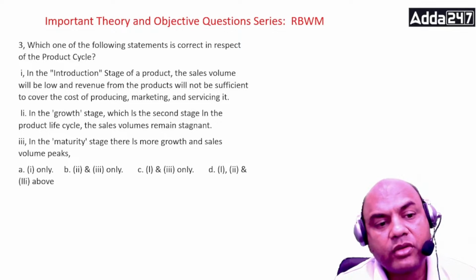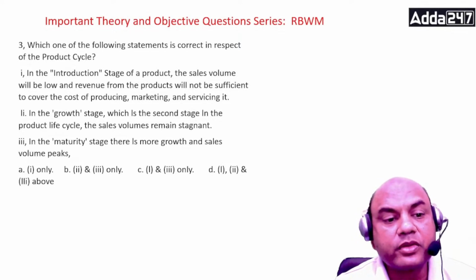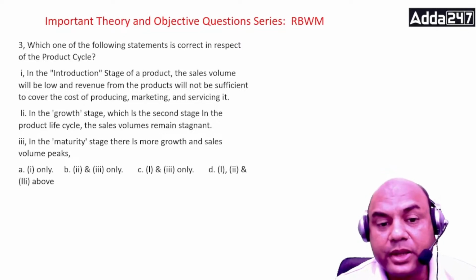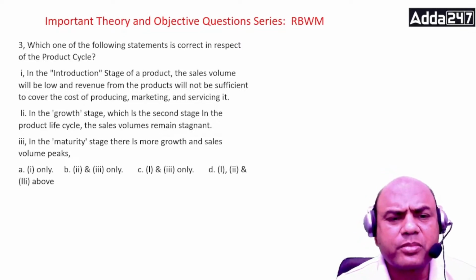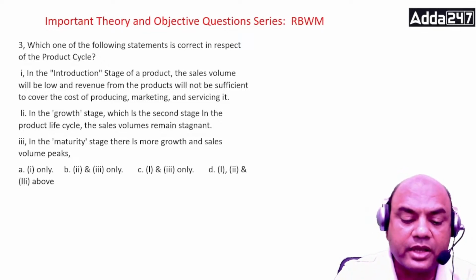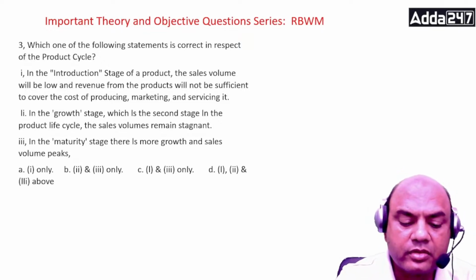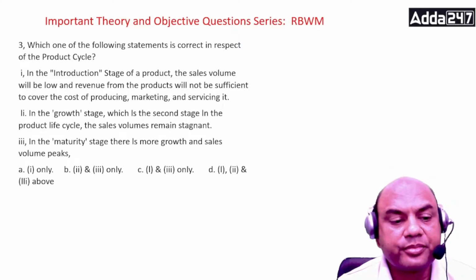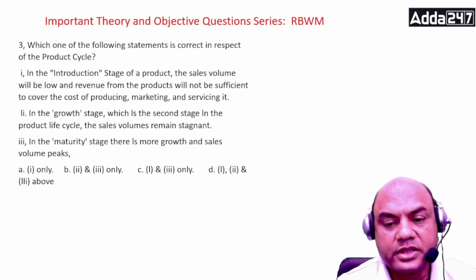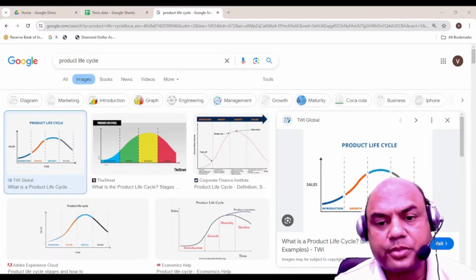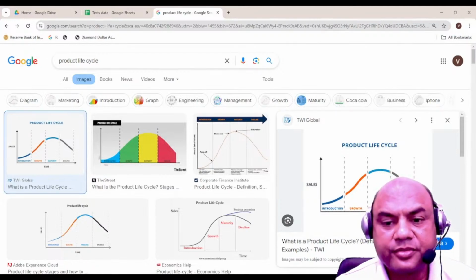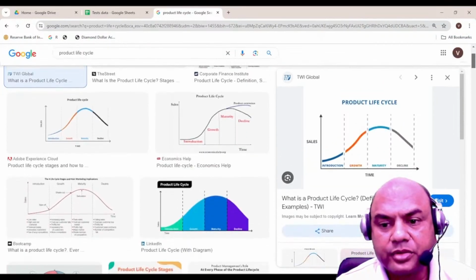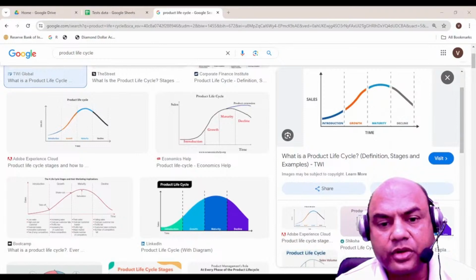Next one. Which one of the following statements is correct in respect of the product cycle? Now, what is PLC firstly? Product life cycle. What is product life cycle? What are the stages in product life cycle? Let me show you directly on Google. See this, product life cycle. Are you able to see this? Let me take it above, so now it'll be easy for you. Now you're able to see this.